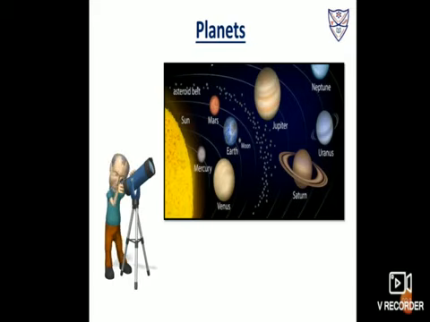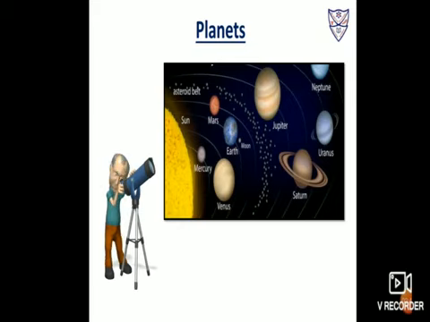Planets also rotate about their own axis. The time taken by a planet to complete one rotation about its axis is called its period of rotation. Earth takes 24 hours to complete one rotation. The period of rotation for Jupiter is minimum, that is 9 hours 55 minutes, whereas for Venus it is maximum, that is 243 days.